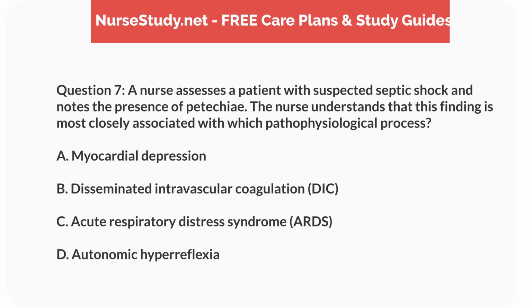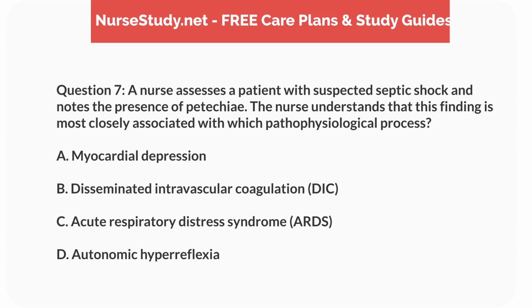Question 7. A nurse assesses a patient with suspected septic shock and notes the presence of petechiae. The nurse understands that this finding is most closely associated with which pathophysiological process? A. Myocardial depression. B. Disseminated intravascular coagulation, DIC.